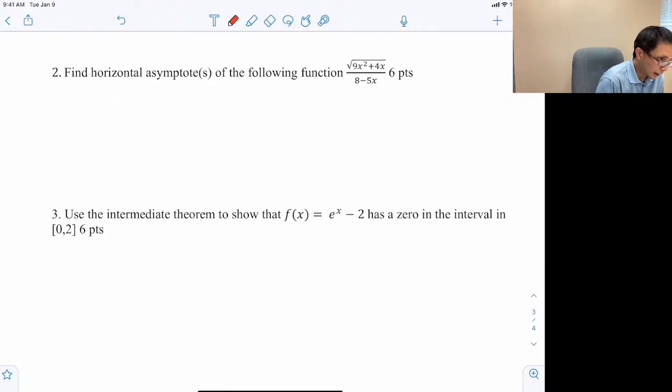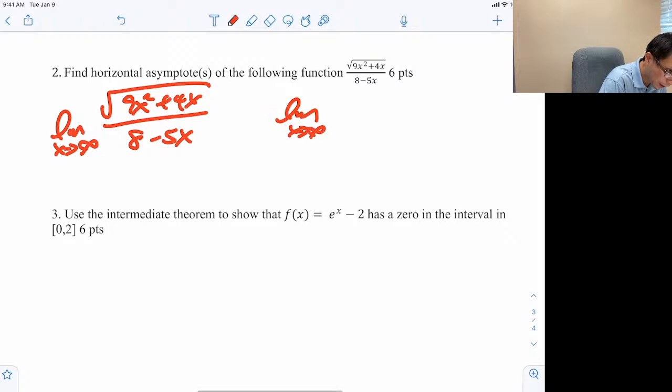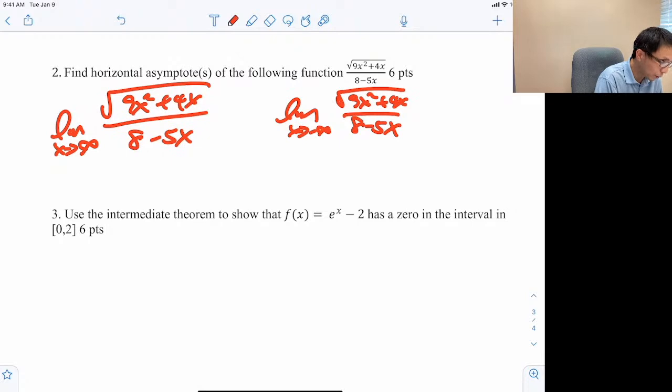For a horizontal asymptote, it'll be the limit as x approaches infinity of this function, which is 9x squared plus 4x over 8 minus 5x. And the limit as x approaches infinity of 9x squared plus 4x over 8 minus 5x. So I'm going to reach negative infinity on the second part, sorry. The definition of a horizontal asymptote is reaching infinity and negative infinity.